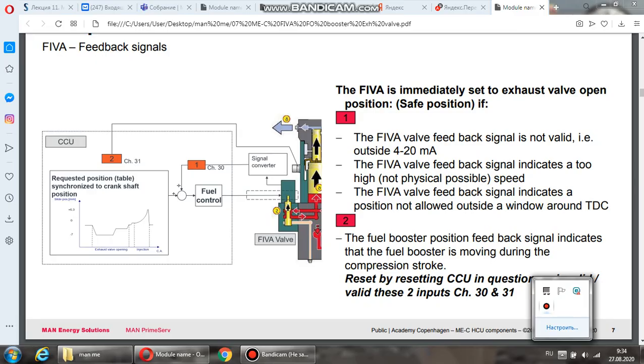Okay, the movement of the FIVA. We have 4 positions in a fluid movement. So we can see here we have an exhaust valve operation, we have the neutral position, and the fuel injection. There is always a neutral before and after each point. So 4 positions.